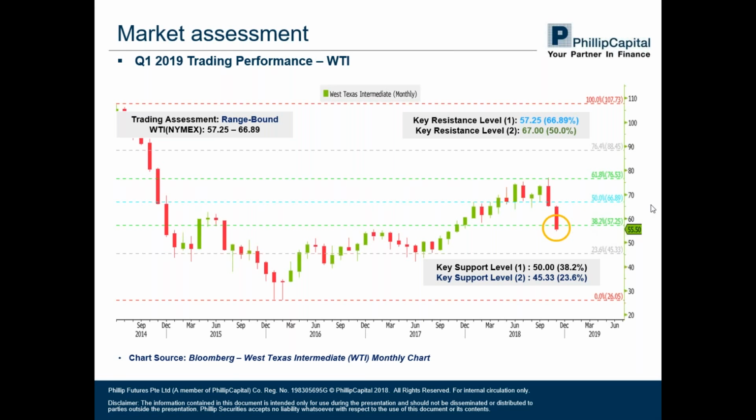So what is likely to transpire from our view: maybe it will hit 50, and maybe that's where it will start to bounce and recover. It looks poised to move between 57.25 and 66.89, delivering a more neutral outlook. For it to go up further, we have to break the 66.89 mark, which is quite a key resistance point from our point of view.